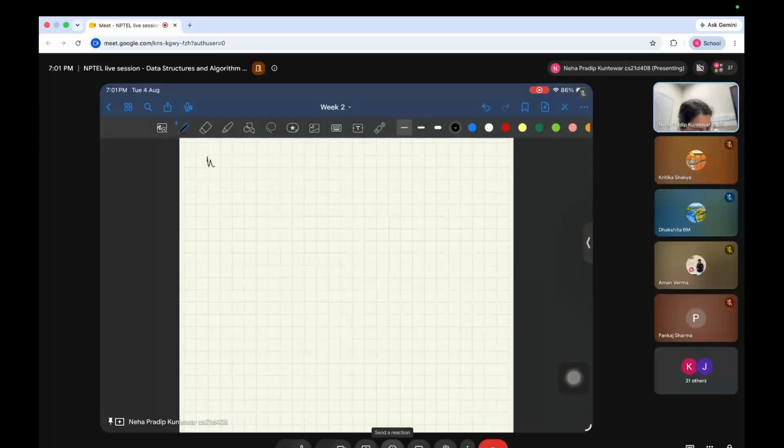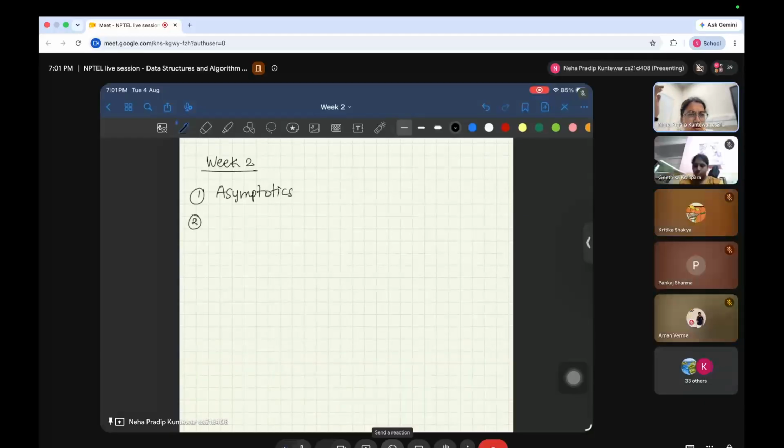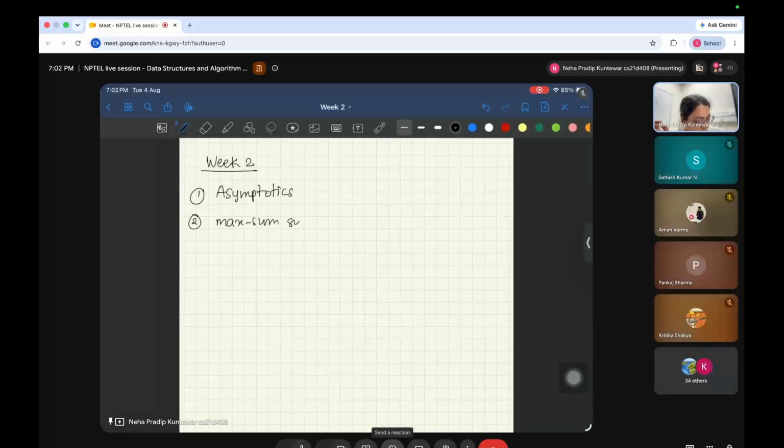Okay, so today we will mostly focus on asymptotics, and secondly there were two algorithms that were done during this week. So we will stick to questions related to that. One was the max subarray question. So we will look at some variants of this, and the third was finding local minima.